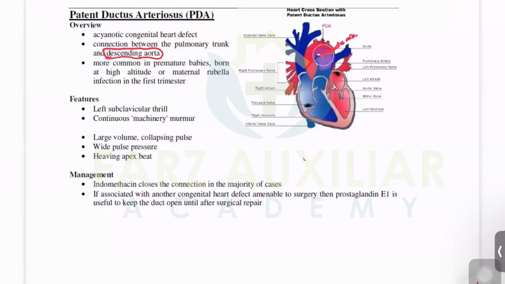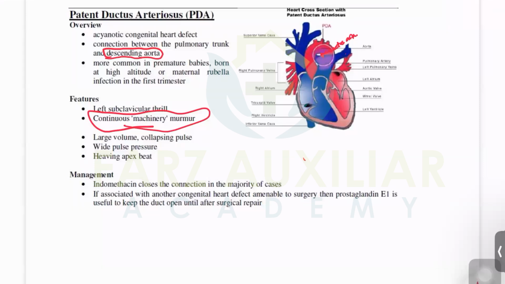Clinically, there is a left subclavicular thrill and a continuous machinery murmur, a pinwheel machinery murmur. It is classical; we all remember it from our MBBS days. This was a very common MCQ in the exam. There is a large volume collapsing pulse. Why collapsing pulse? Because diastolic blood pressure requires the aorta to be a patent vessel. If the aorta has a rent somewhere and blood flows out from the aorta during diastole, then the diastolic blood pressure will be low.